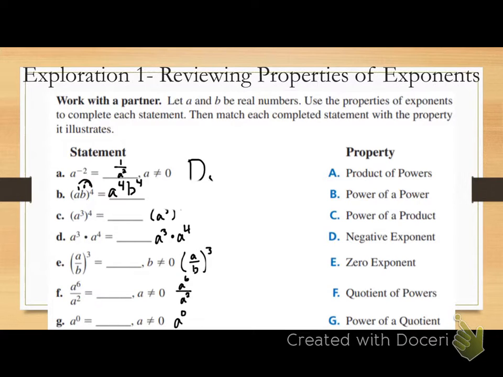Power of a product. Because I have a product, the product is A times B raised to a power. So it's a power of a product. Does that make sense?